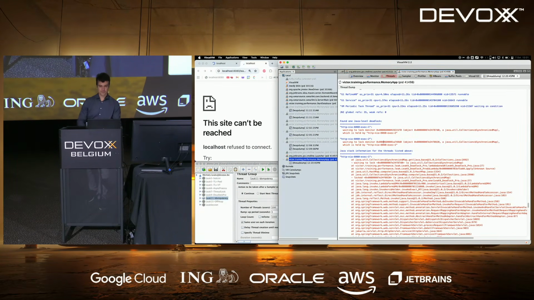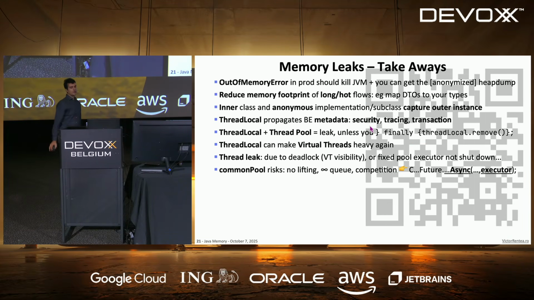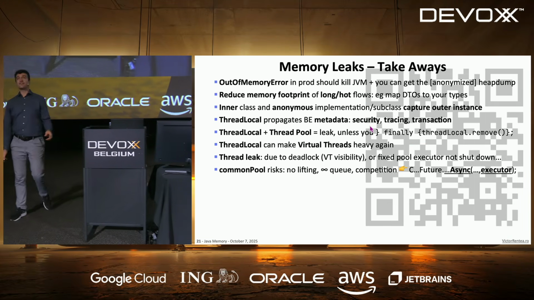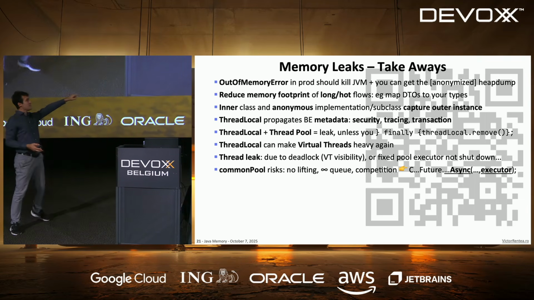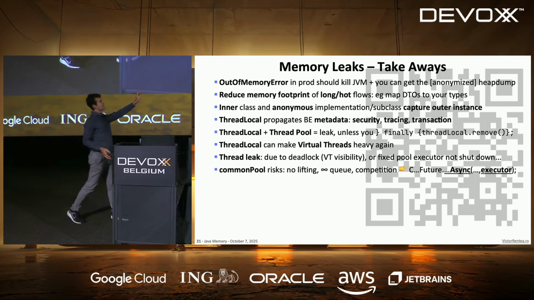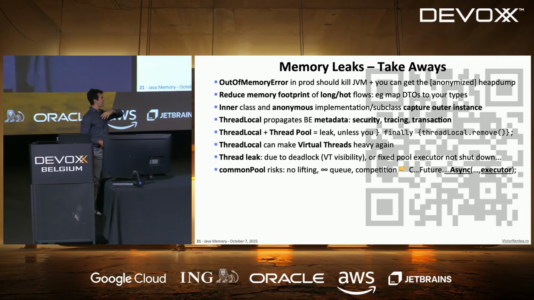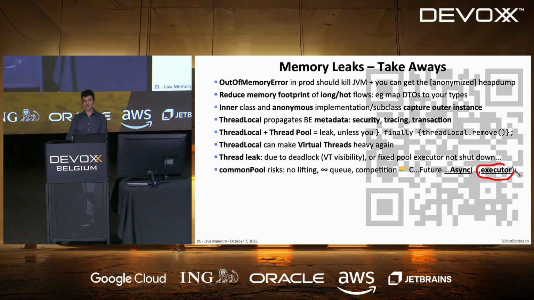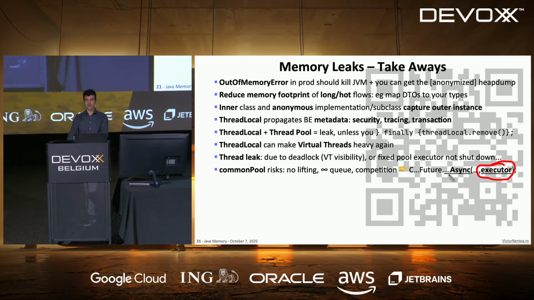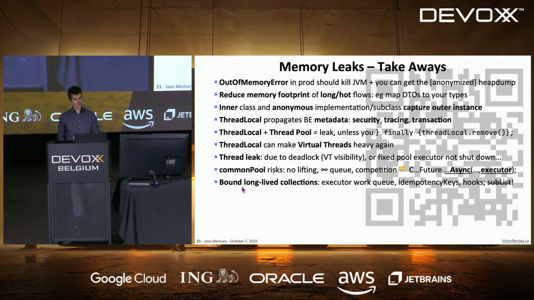Good. So where are we? Common pool. Common pool doesn't lift metadata, the thread locals, into the worker thread, has an infinite queue and might compete with other parallel streams or other CompletableFutures from wherever. So that's why it's almost a must-have to pass an executor as a second parameter to any async method of CompletableFuture. Or you could just wait for structured concurrency.